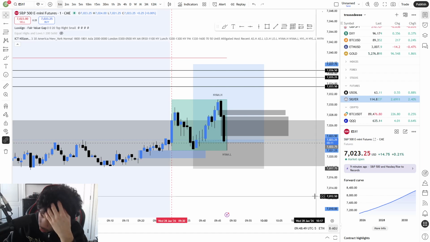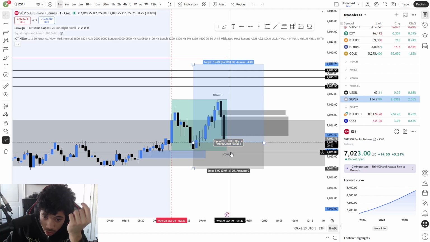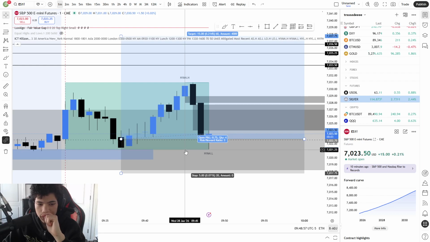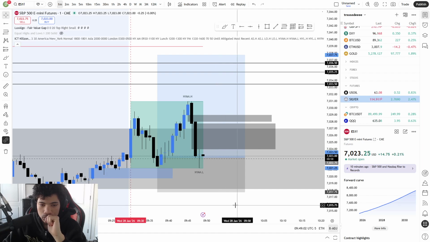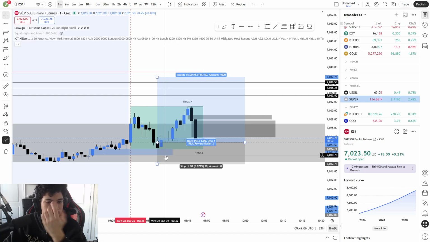I gotta get a haircut. And we just barely touched that bullish gap at the bottom. It's just like, look at this giant brick. What is that?